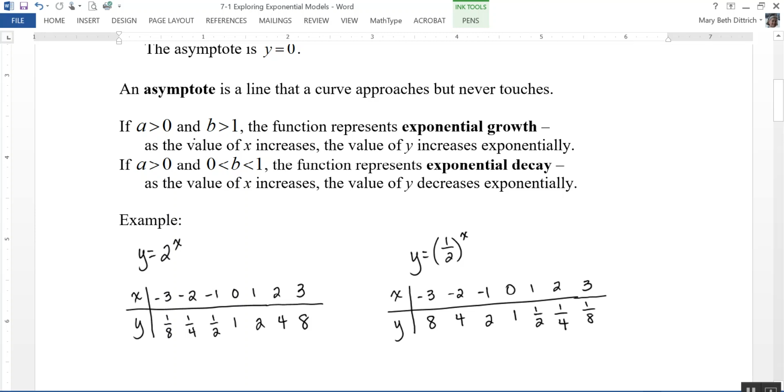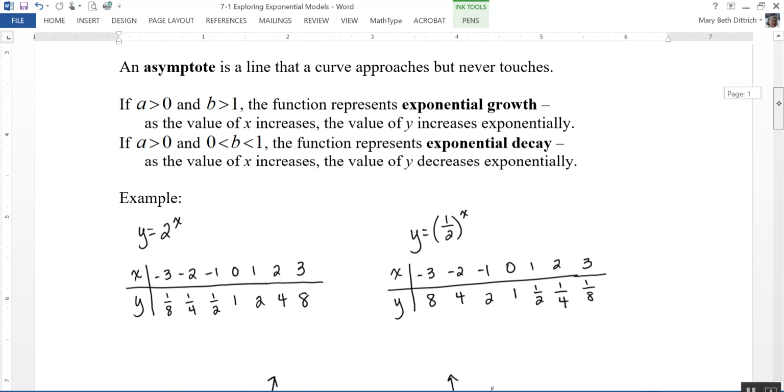Now, if a is greater than 0 and b is greater than 1, then the function represents exponential growth. As the value of x increases, the value of y increases exponentially, which means really fast, following an exponential curve. If a is greater than 0 and b is between 0 and 1, so in other words a fraction between 0 and 1, the function represents exponential decay. That means that as the value of x increases, the value of y decreases exponentially.